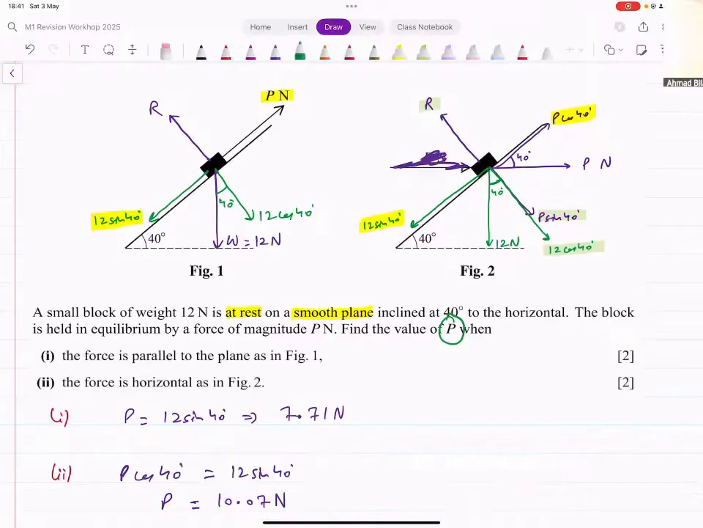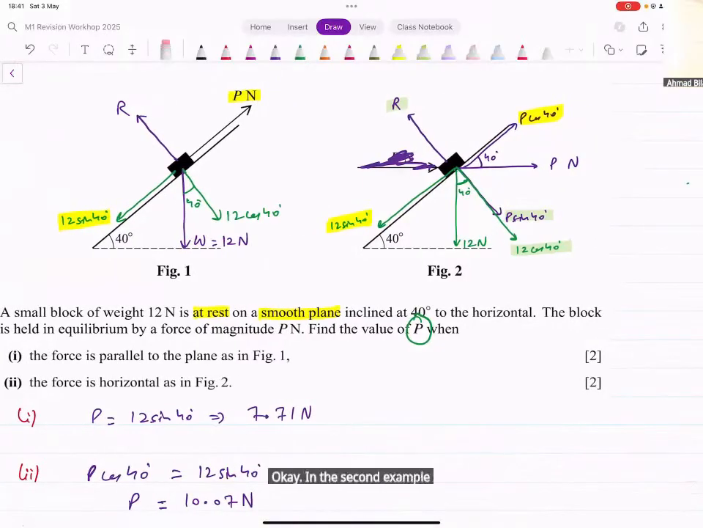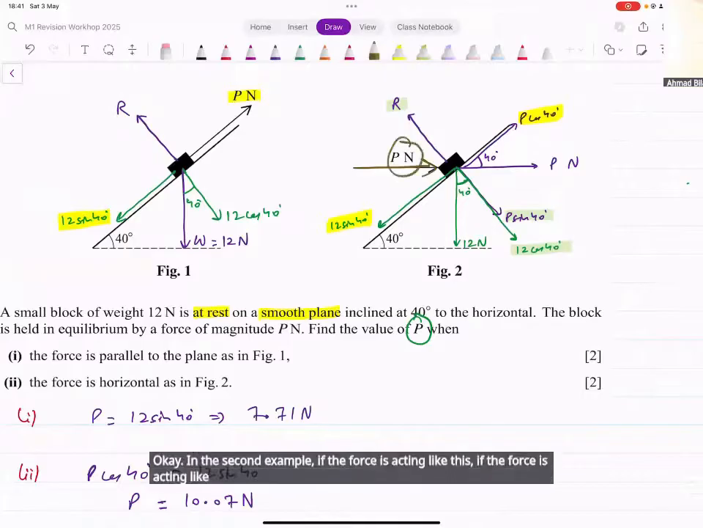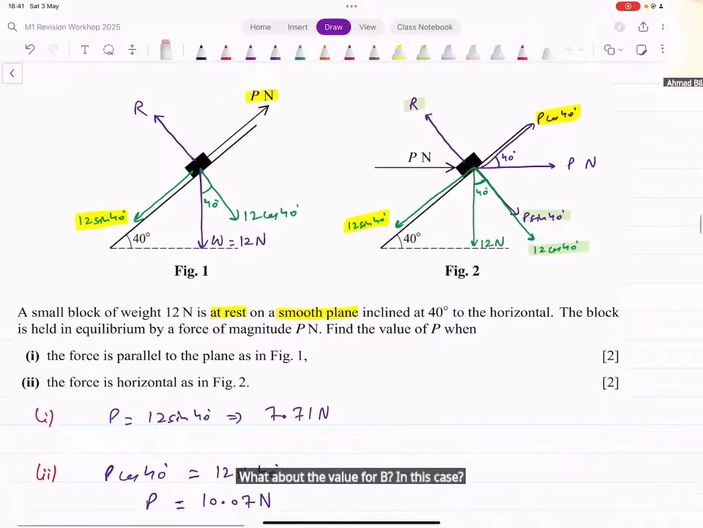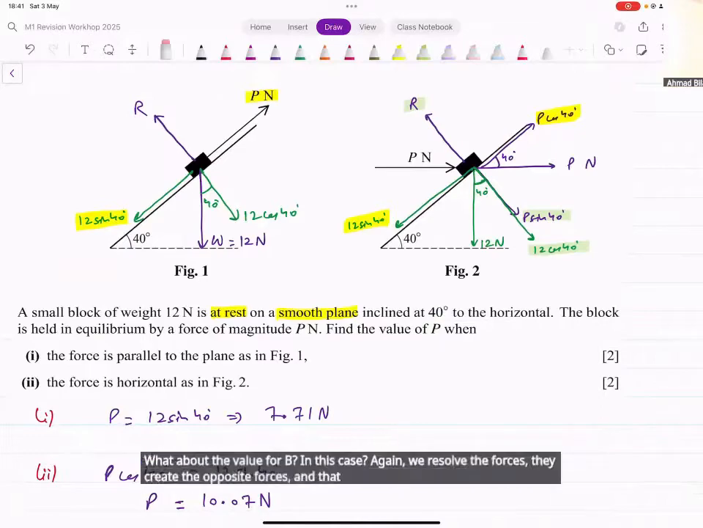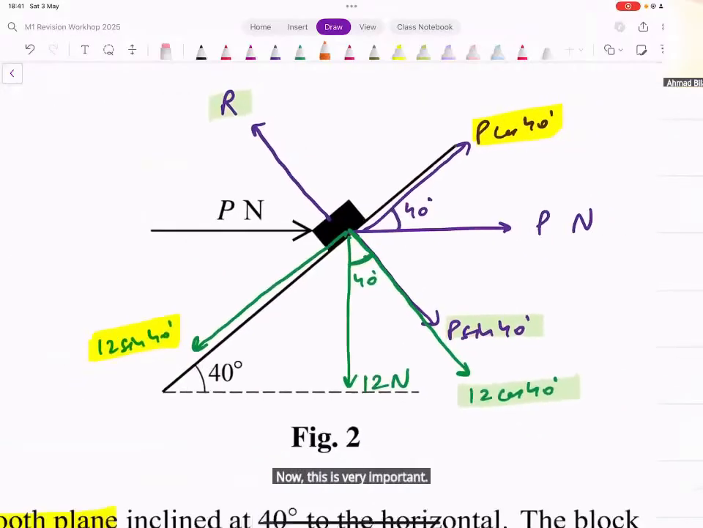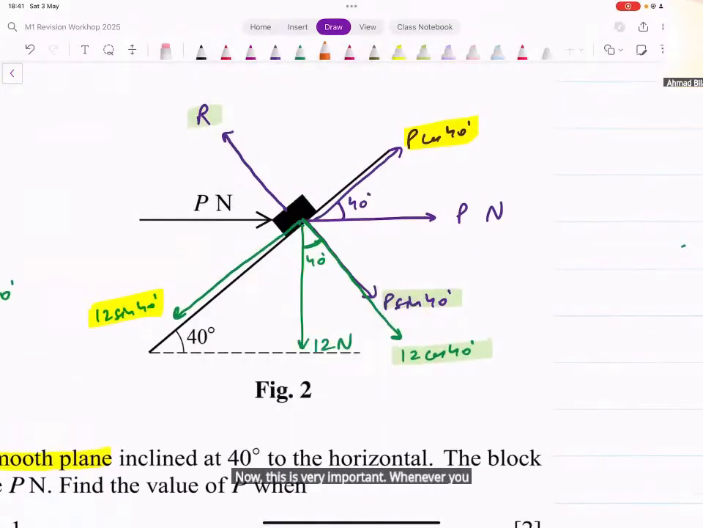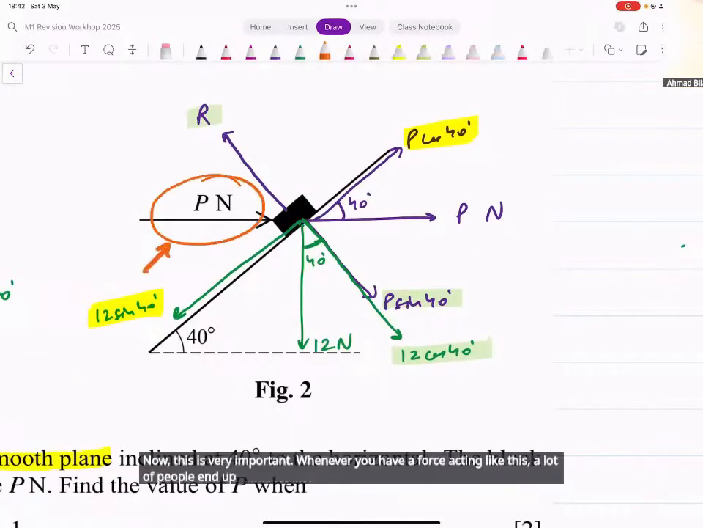Okay. In the second example, if the force is acting like this, it's P Newton. What about the value for P? In this case, again, we resolve the forces, equate the opposite forces, and that's going to give us the value for P. Now, this is very important. Whenever you have a force acting like this, a lot of people end up resolving it wrong if it's represented like this.